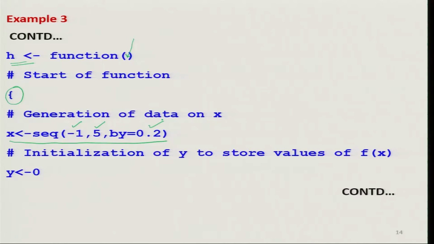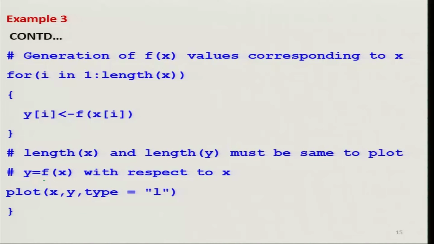Now, I need another variable to store the value of my function f(x). For that I define another variable y, and I say the initial value of y is 0. Now I have to generate the value of y based on f of x, because I want the values of x and y. In order to plot something, I need two values, x and y, and that is what I am trying to generate here.